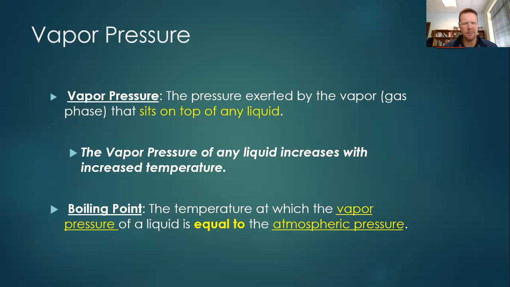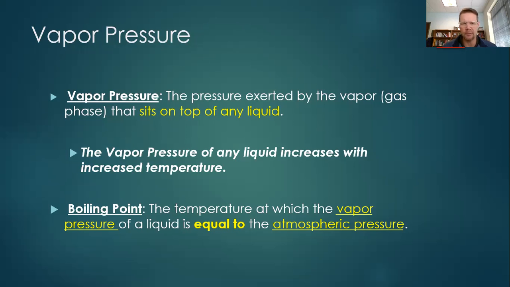Vapor pressure is our next topic. Vapor pressure is the pressure exerted by the vapor in gas phase that sits on top of any liquid. So perfect example, my glass of water here. At the top of my glass is air, the bottom of my glass is water, right? Well, at that cusp between the water and the air above it, there is a pressure, and that pressure is exerted by the vapor that sits on top of my water. So it's not the air, it is 100% water vapor, and that is the vapor.